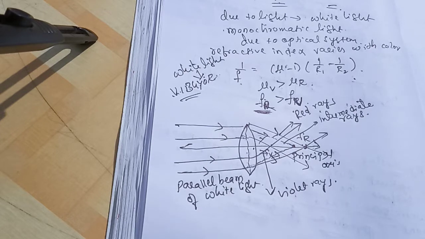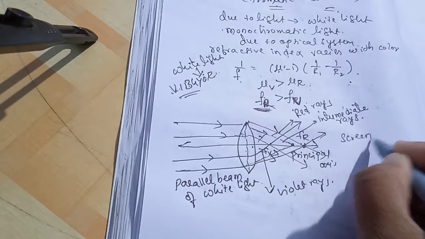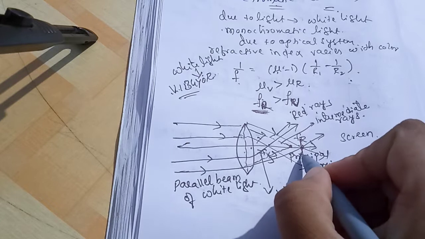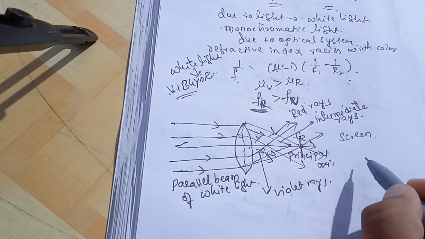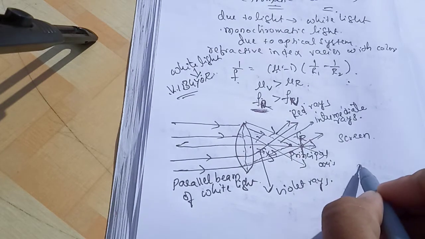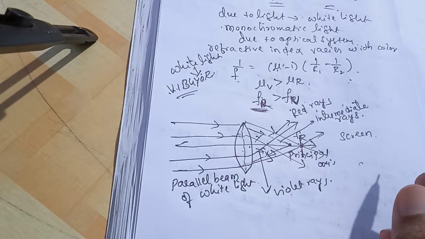Now let us take a screen. First place it at FR. When you place it at FR, at the center totally red rays are focused, and at the outer edges we find violet rays.